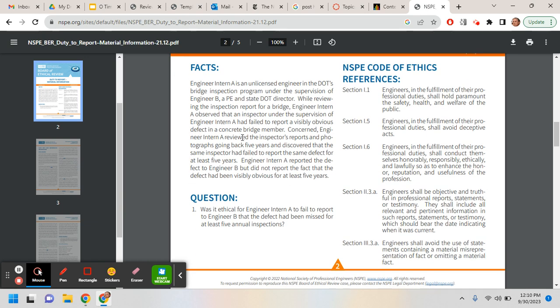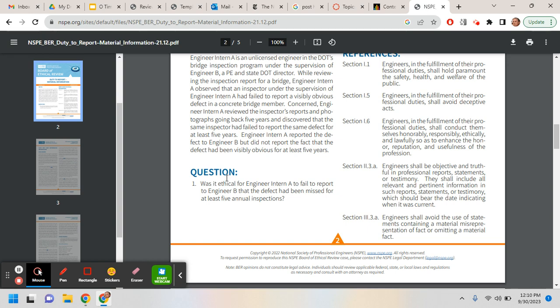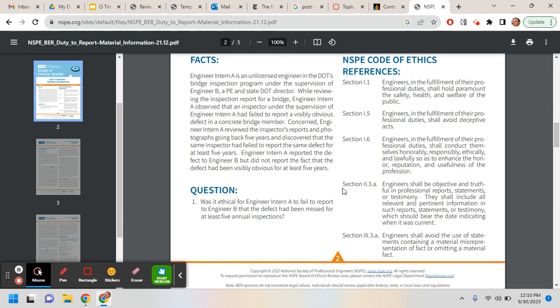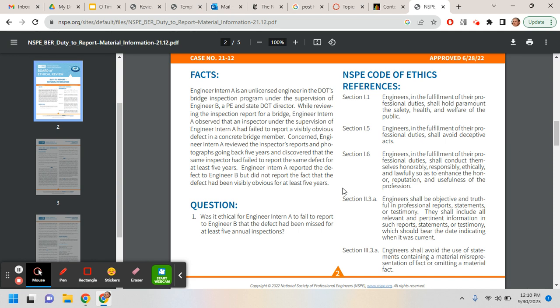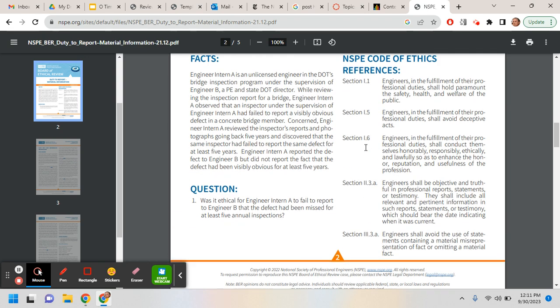Okay, and then there is an ethical question that is raised by those facts. Then there are the references to the code of ethics. That is, what you see here on the right hand side are what the Board of Ethical Review judges to be the most relevant sections of the code to the question and the facts. So that's really the guidance there.